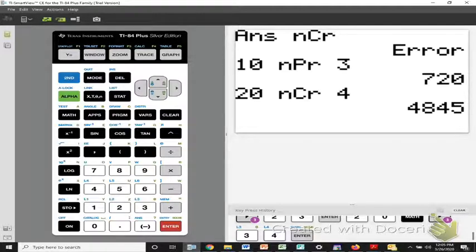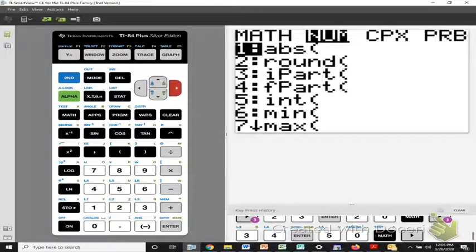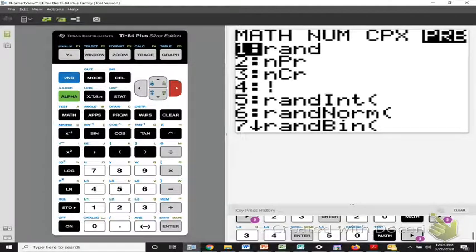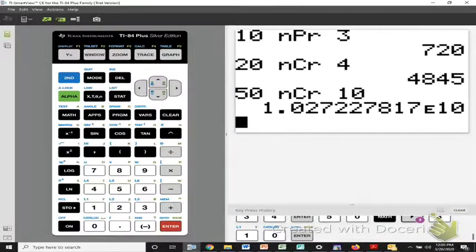Let's do another one. If we wanted to know the number of ways we could choose 10 things from 50 things, we can do a combination: 50 things chosen 10 at a time, and we can do that. That's a very large number. Scientific notation there.